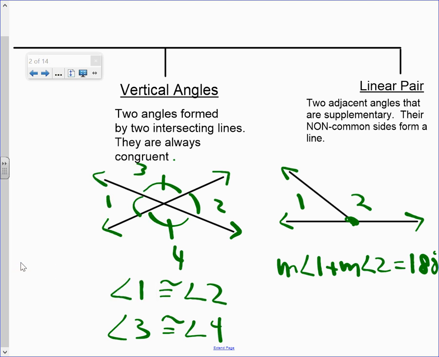The word linear has the word line in it, right? Because angle 1 and angle 2, their non-common sides form a line. The non-common sides, I'm going to highlight with Dodger blue. The non-common sides would be this ray, they don't share that side, and this ray, they don't share that ray. They form a line. Notice what I highlighted in blue forms a line, hence the name linear pair. There's no mystery to it. Linear pair. That's two of them.